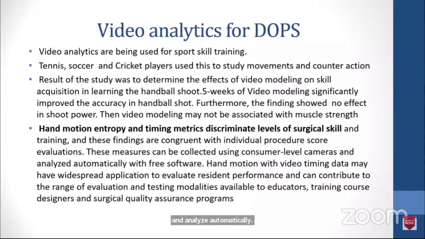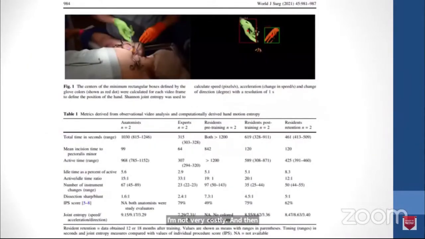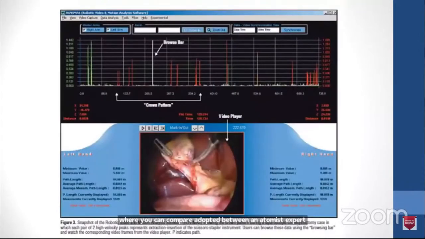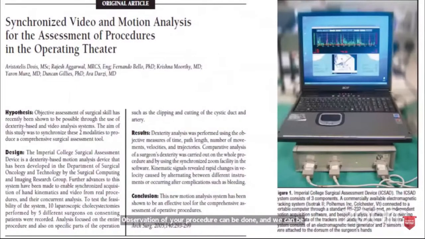I think these whole things we can do locally to find out video analytics, and it's not very costly. Then DOPS could be analyzed by video. I can give an example of DOPS being used for, say, laparoscopic appendicectomy, where you can compare DOPS between anatomist, expert, and residents. The whole thing can be analyzed, the direct observation of procedure can be done, and we can make comparisons. Then there was a paper on synchronized video and motion analysis for assessment of procedures in the operation theater, where it could be done far better with DOPS-like technology.